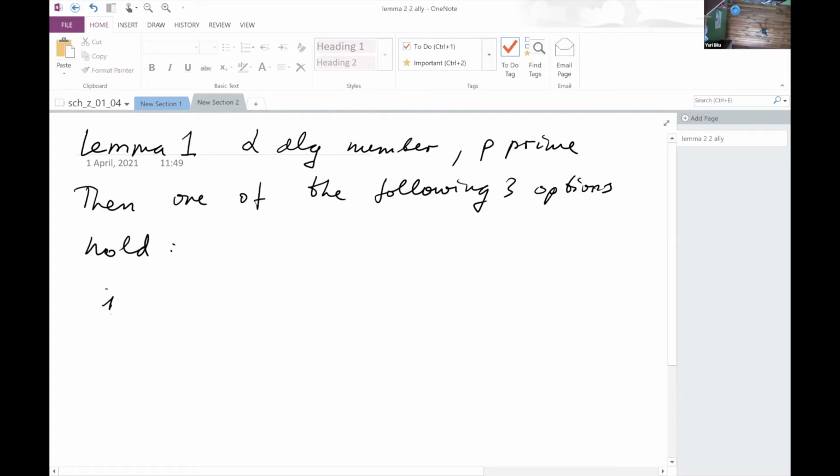First, alpha and alpha to the p generate the same number field. This will be the main case for us. Second, this field is a subfield of degree p.